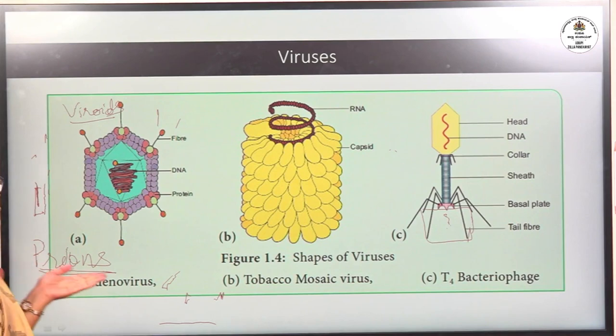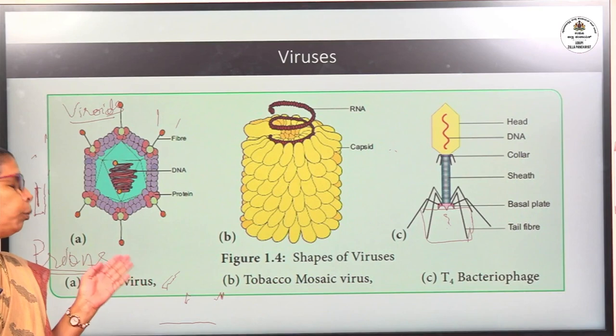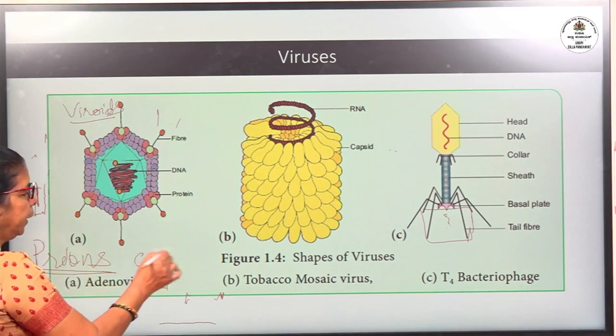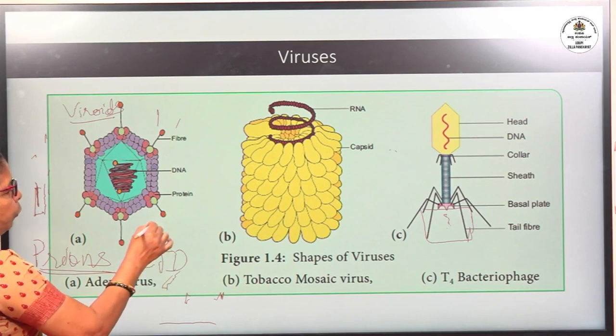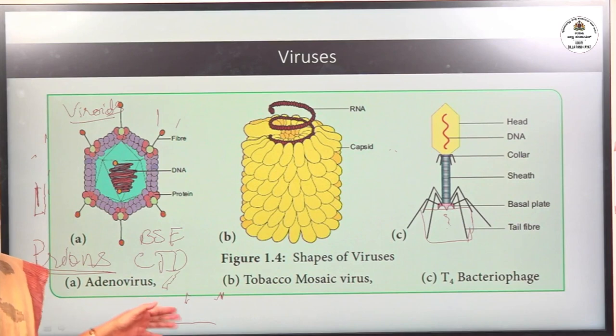Say prions, it is causing bovine spongiform encephalopathy, even CJD, then bovine spongiform encephalopathy, which is called mad cow disease.